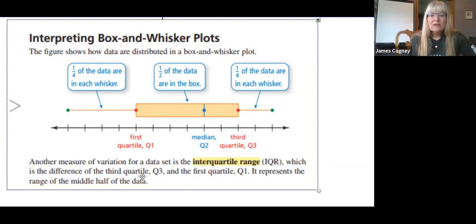A measure of variation of a data set is the IQR, the interquartile range, which represents the difference of the 3rd quartile and the 1st. It is the range of this middle half of data. So a lot of times people talk about the IQR. IQR is Q3 minus Q1.